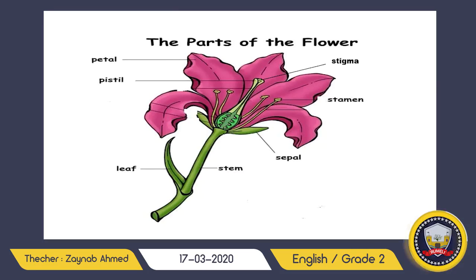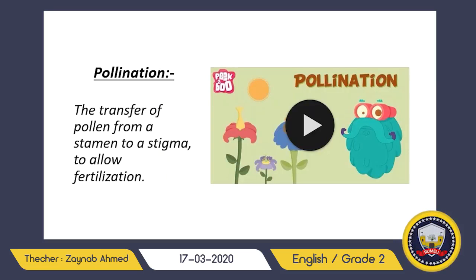Now, before a seed can begin to grow, a grain of pollen from the stamen must land on the stigma at the top of the pistil of a flower like itself. This is called pollination. So please remember pollination: the transfer of pollen from a stamen to a stigma to allow fertilization is called pollination. Let us watch a small video about pollination.